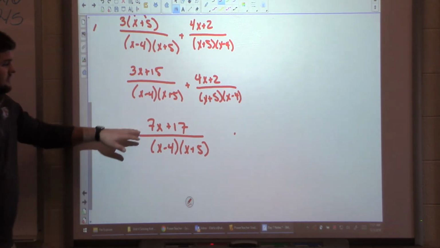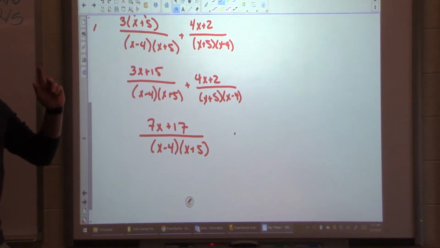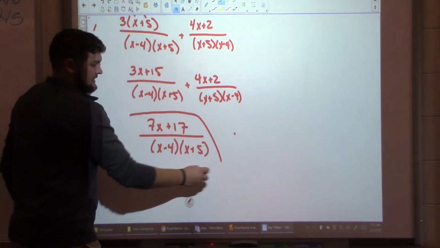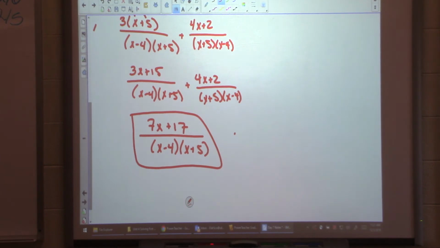which, can I factor that numerator at all? No. So am I going to be able to simplify? No. So this is my final answer, unless you also want to FOIL your denominator, which you do not have to.